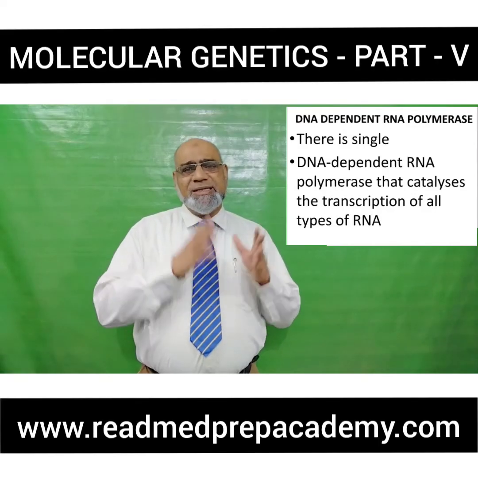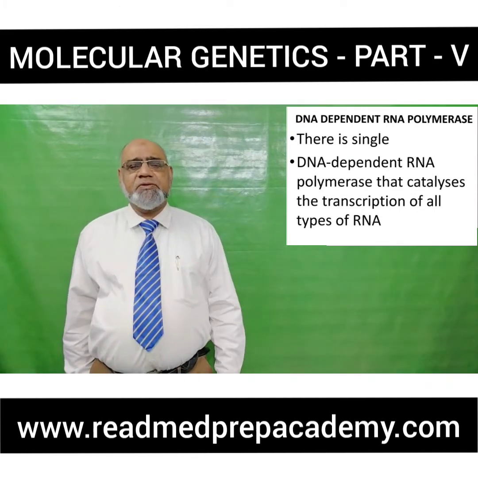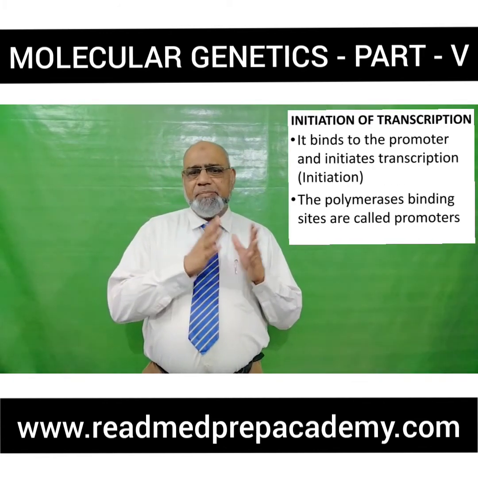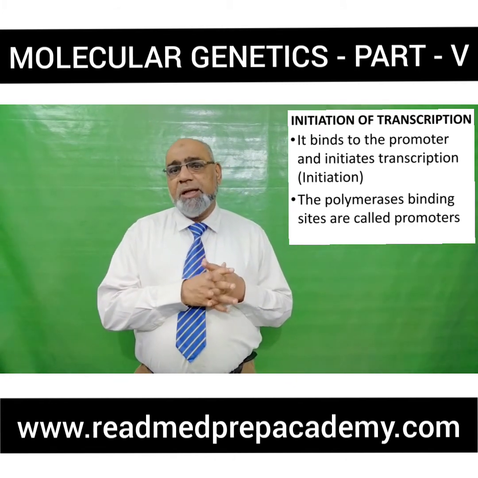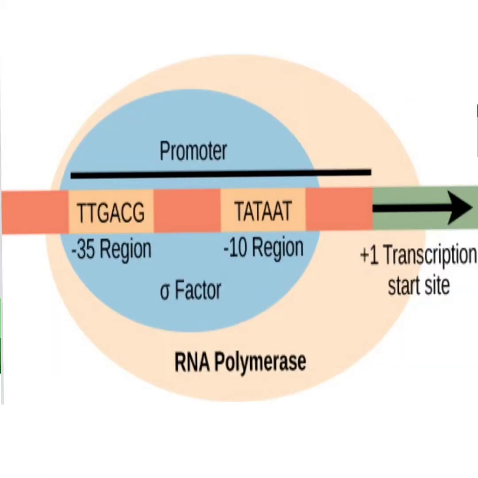There is a single DNA-dependent RNA polymerase that catalyzes the transcription of all types of RNA. How is it initiated? It binds to the promoter and initiates the transcription. That is called initiation. The polymerase's binding sites are called the promoters. So the sigma factor and the core enzyme of the RNA polymerase get attached to the promoter site. The sigma factor remains at the promoter site and the RNA polymerase moves forward from the transcription start site.